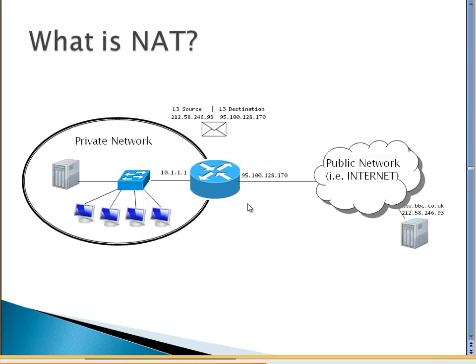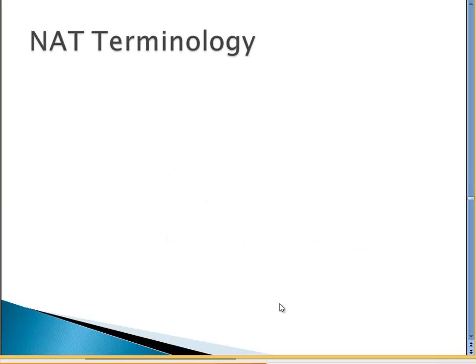The router now is going to change the layer 3 destination from itself to the local or private address, and it forwarded it to the local PC. So that's the steps of what happens in network address translation.